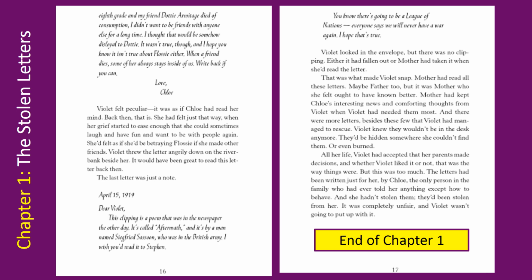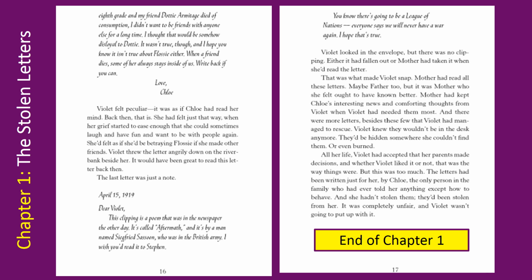Love, Chloe. Violet felt peculiar. It was as if Chloe had read her mind. Back then, that is. She had felt just that way, when her grief started to ease enough that she could sometimes laugh and have fun and want to be with people again. She felt as if she'd be betraying Flossie if she made other friends. Violet threw the letter angrily down on the river bank beside her. It would have been great to read this letter back then.